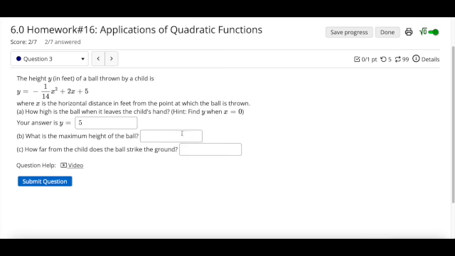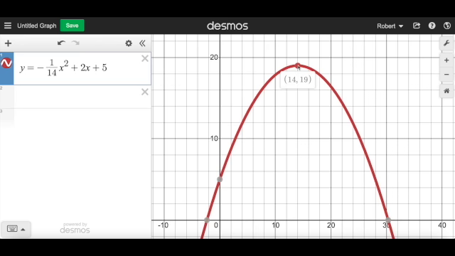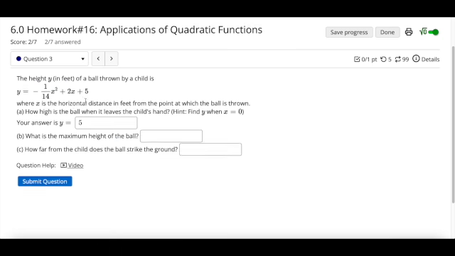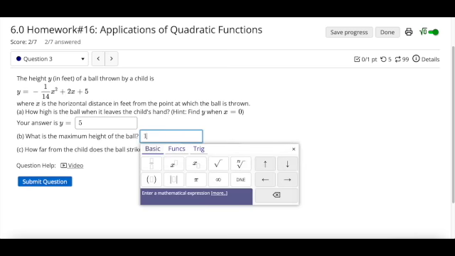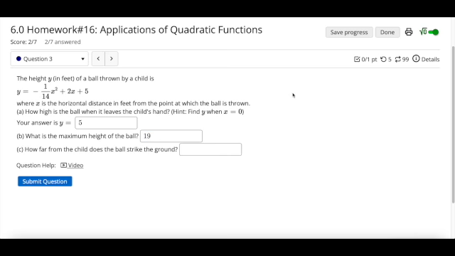And then the second one, what is the maximum height? Well, if you drag along the curve, it'll pause and max out at a certain point. That's going to be your maximum curve. In this case, it looks like it's 19 feet. All right. So when it's 14 feet across, it'll be 19 feet high. So that's what you're going to put into the second box. It's 19 feet. And then how far away from the child when the ball hits the ground?